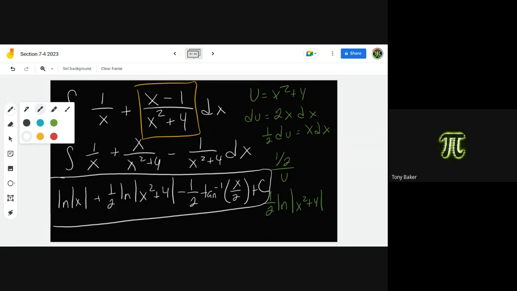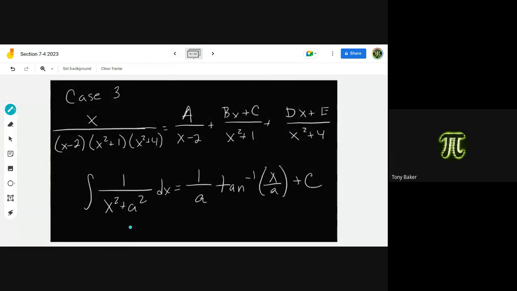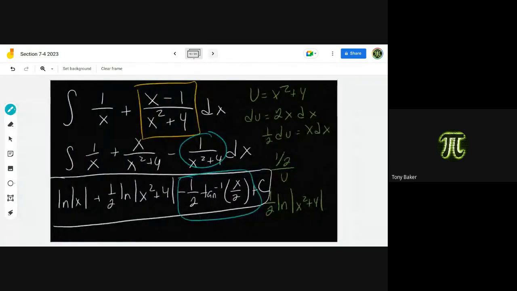This piece right here becomes that. That's that rule. That rule. Because I have a number, I just have a 1 over a quadratic. So I can't do ln, I can't do your substitution because I don't have the x to cancel out.